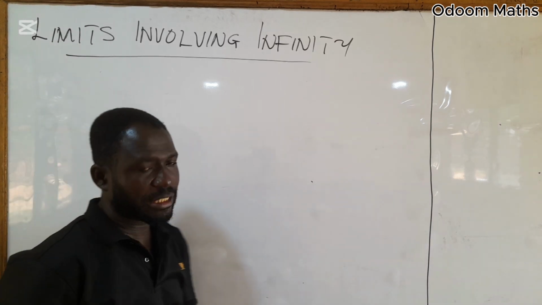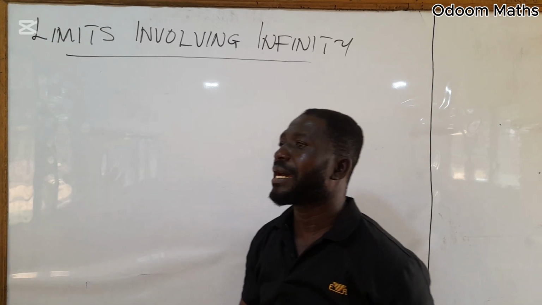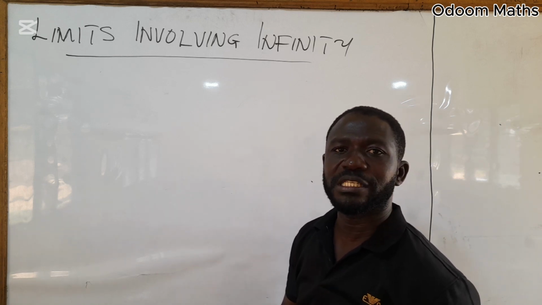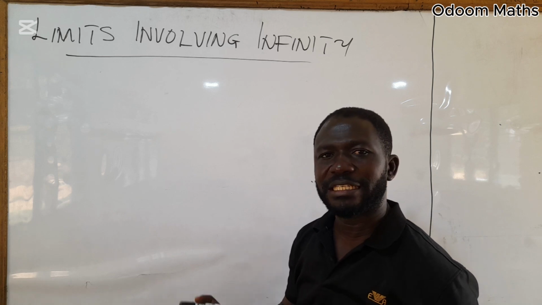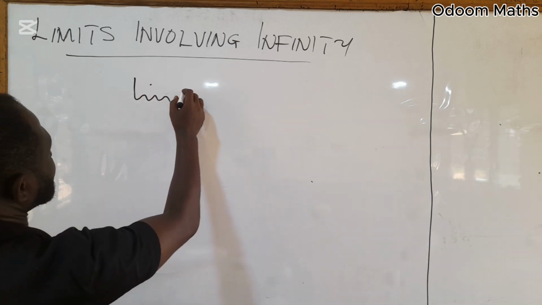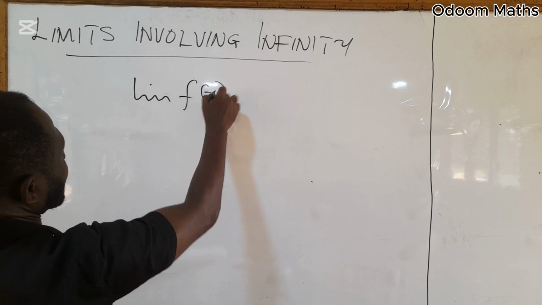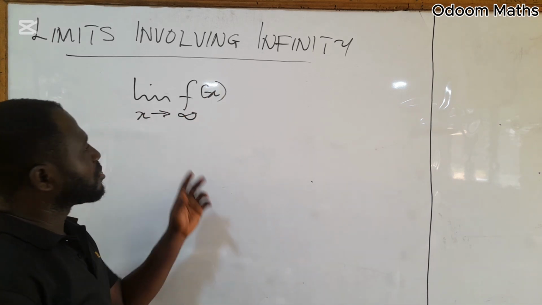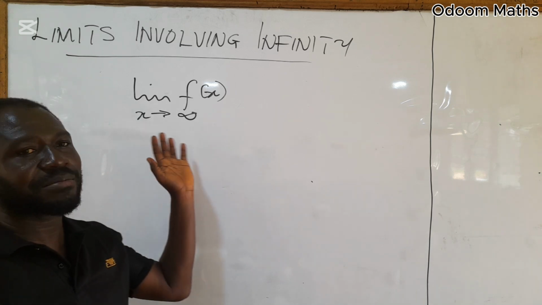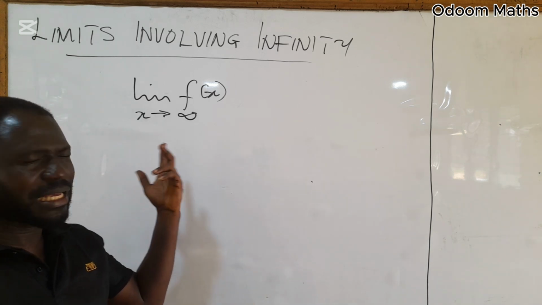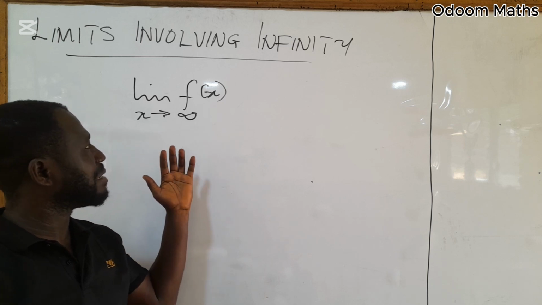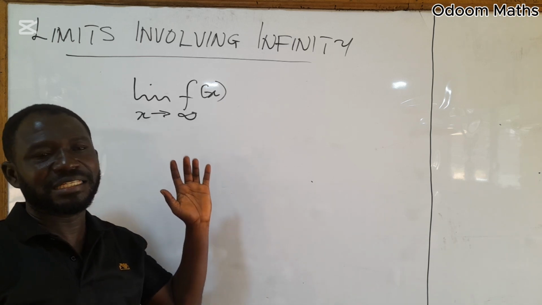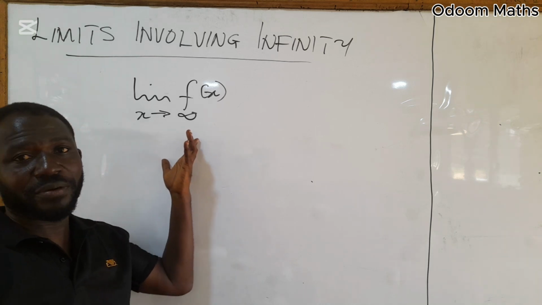Okay, so now let's look at limits involving infinity. Now the limit of f of x as x approaches infinity, or becomes very large, is denoted by the limit of the function f of x as x approaches infinity. Okay, so when we have something like this, let's take some characteristics here and see how we can use them to resolve the question.